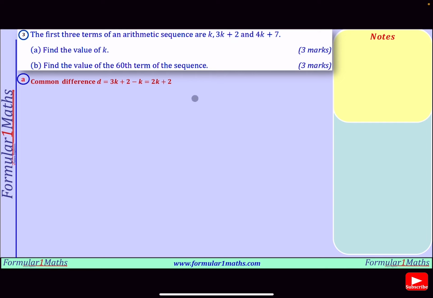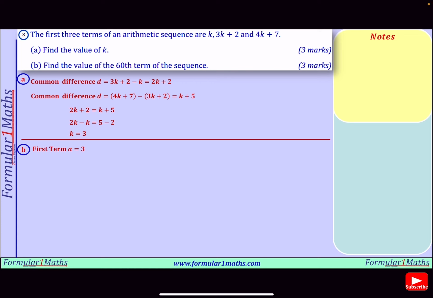The common difference can also be calculated by subtracting 3k plus 2 from 4k plus 7, and that gives k plus 5. So 2k plus 2 is a common difference, k plus 5 is a common difference. So we can equate them, and if we equate them, we can solve for k. And when we solve for k, we're going to get k is equal to 3.